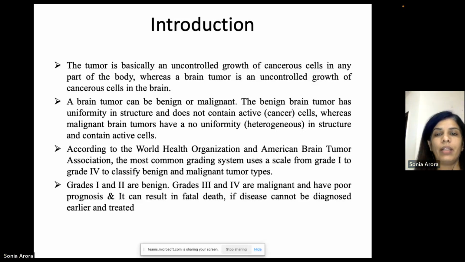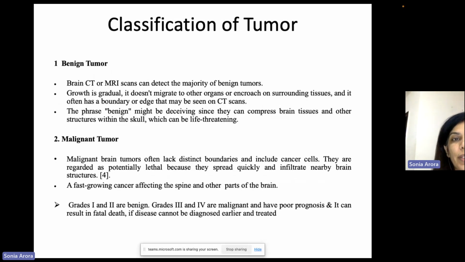According to the World Health Organization and the American Brain Tumor Association, the most common grading system uses a scale from grade 1 to grade 4 to classify the benign and malignant tumor types. A benign tumor can be scanned by CT or MRI scanning. The growth is gradual and it doesn't migrate to other organs or encroach on surrounding tissues, and it often has a boundary or edges that may be seen on the CT scan.